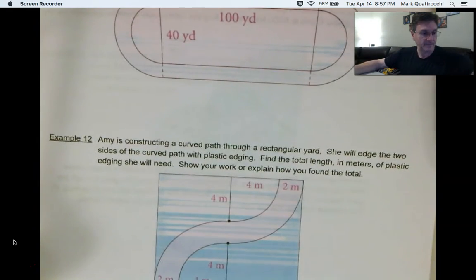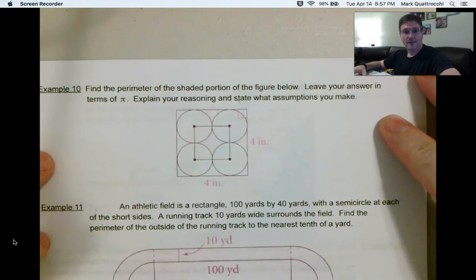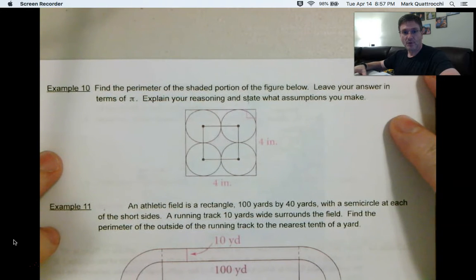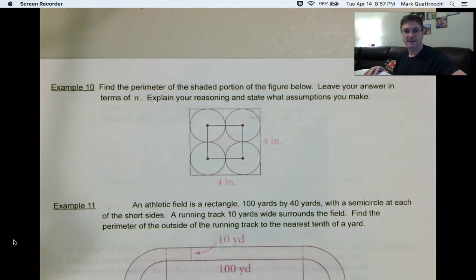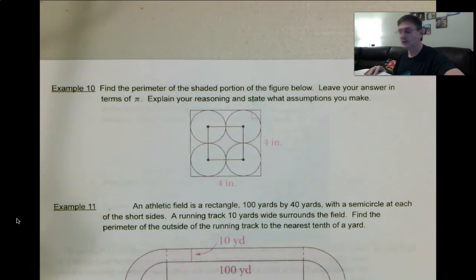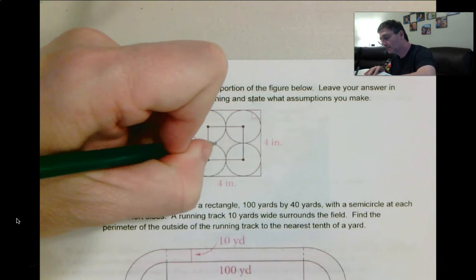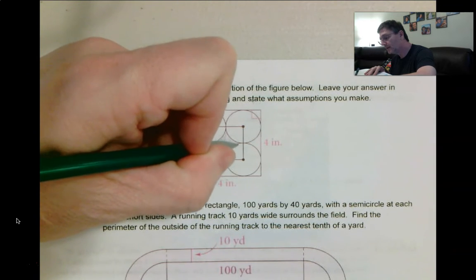Example 10. Find the perimeter of the shaded portion of the figure. Leave your answer in terms of pi. Explain your reasoning and state what assumptions you make. So again, because my printer's running low on ink, the shaded portion is in here.